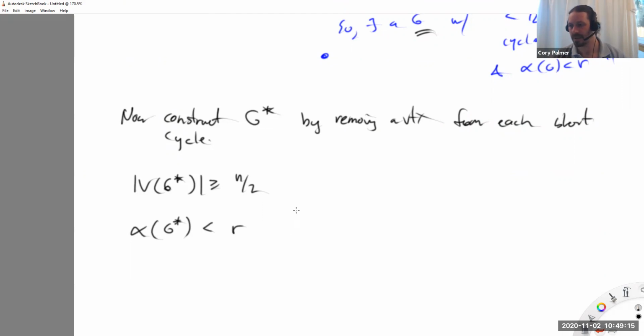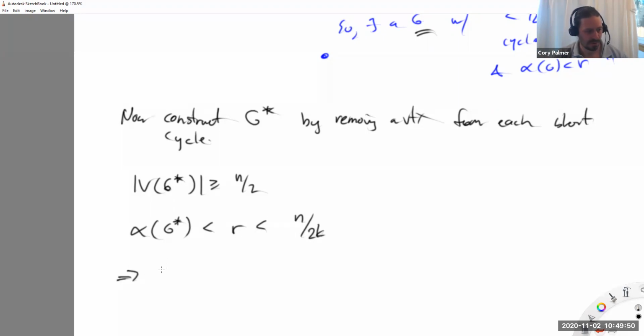If I have independence number less than R, so no independent set of size R, and I remove a vertex, can my independence number go up? Can I produce larger sets of independent vertices? No way. Things don't become independent because I removed a vertex. That vertex might have been independent and it got smaller, but there aren't other vertices that now don't have an edge between them. That had nothing to do with it. So alpha of G star is still less than R, and that's less than n over 2 times k. That was one of the reasons we chose R to be large enough.